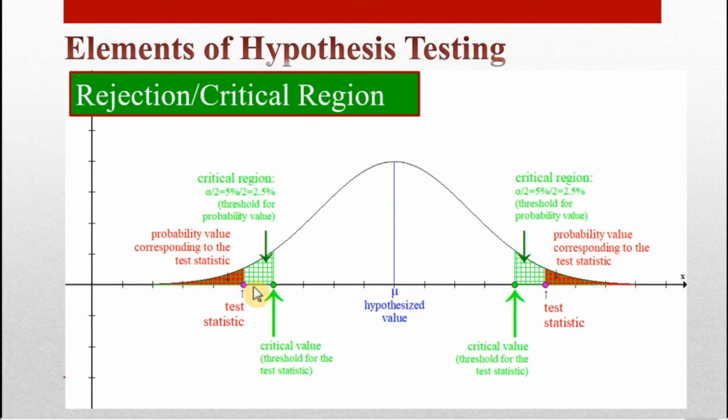Now, if the test statistic is located somewhere in our rejection region, so these regions here at both ends, then we say that the value of the test statistic is significantly different from that hypothesized value. Now, what is this value here, the green dot on our x-axis? This is called the critical value. The critical value is actually the boundary that separates the acceptance region from the rejection region.